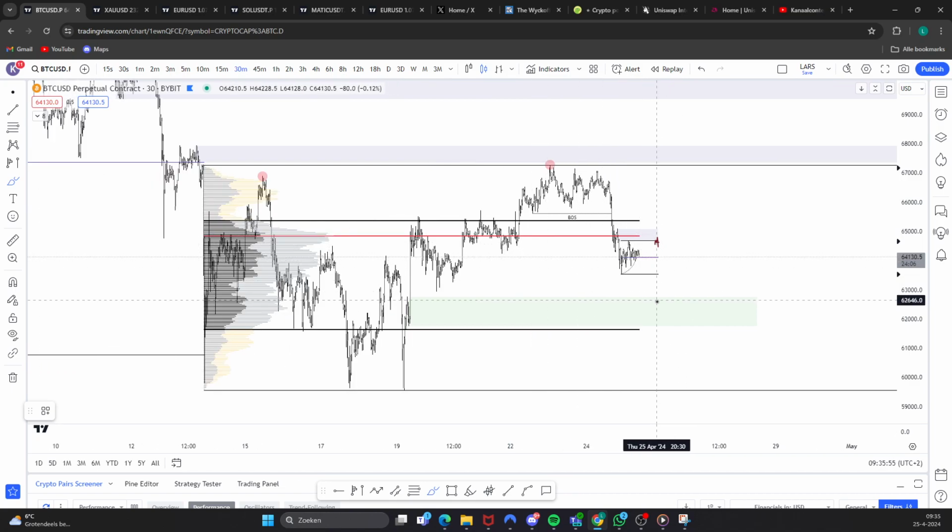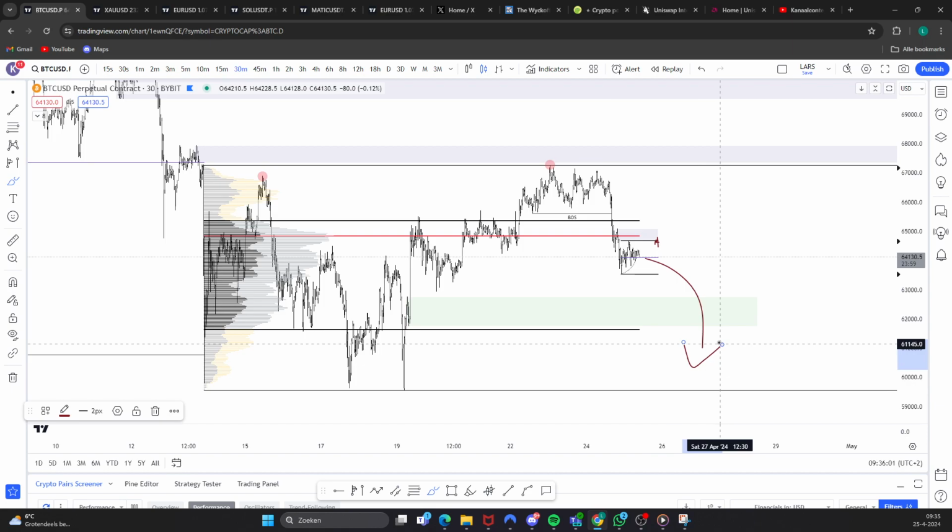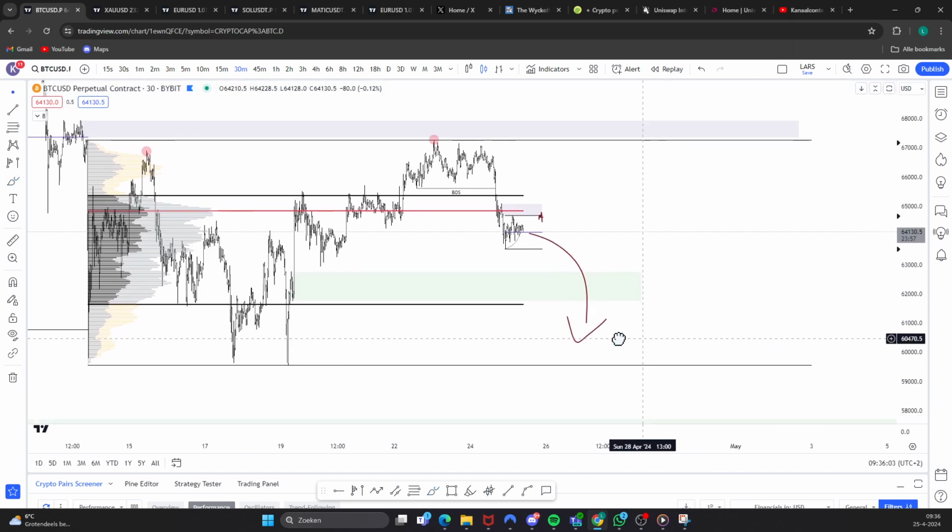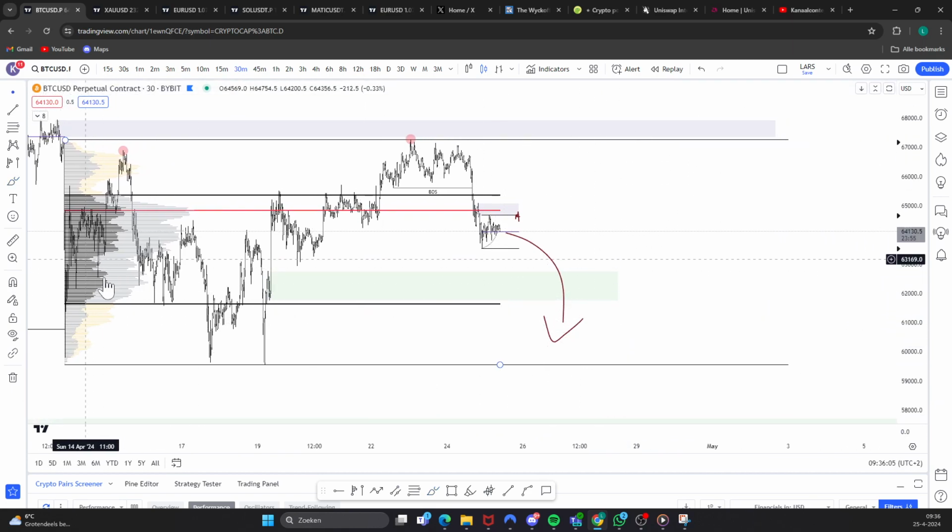I think we can easily come down to this zone and maybe get a bounce from here, but I wouldn't be surprised to just have a full-on rotation back down towards the range low, where we could potentially have that massive Model 1 in the making on the 3-day time frame.